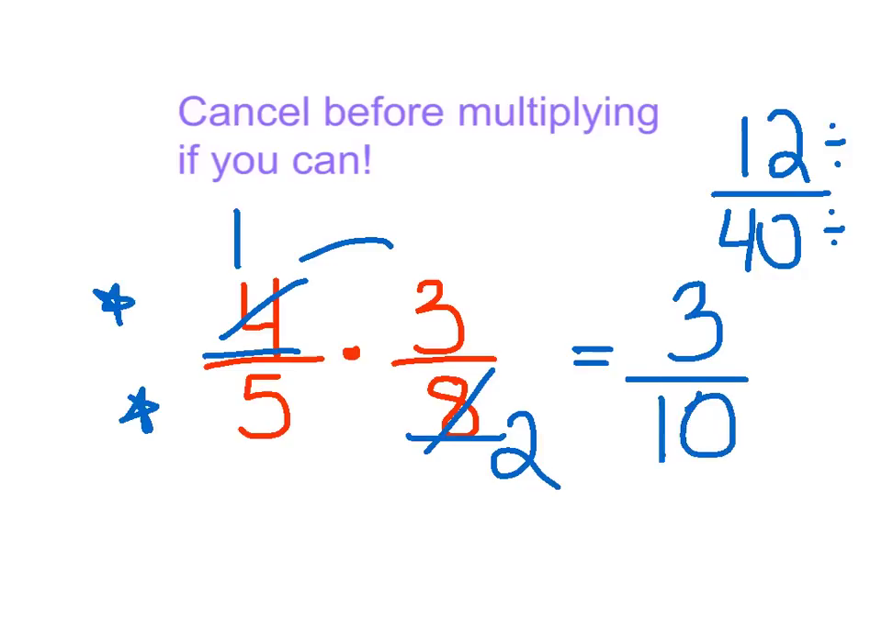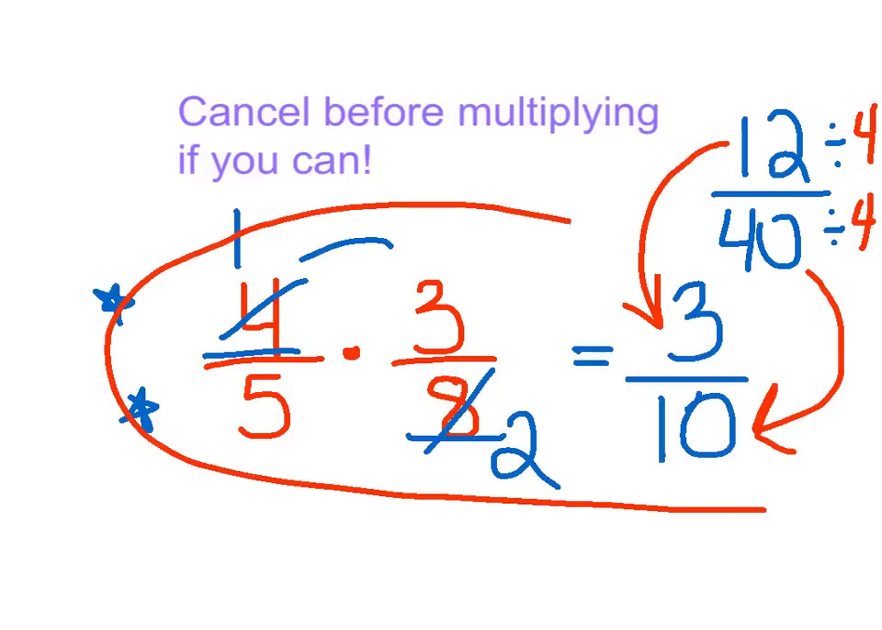Well, what if I did it the other way? Well, I would have seen that 12 and 40 can also be divided by 4. 12 divided by 4 would give me the 3, and 40 divided by 4 would give me the 10. So this shows it really doesn't matter which way you do it, it's all up to you. Copy this example in your notes so you can see how to simplify your fractions before you multiply.